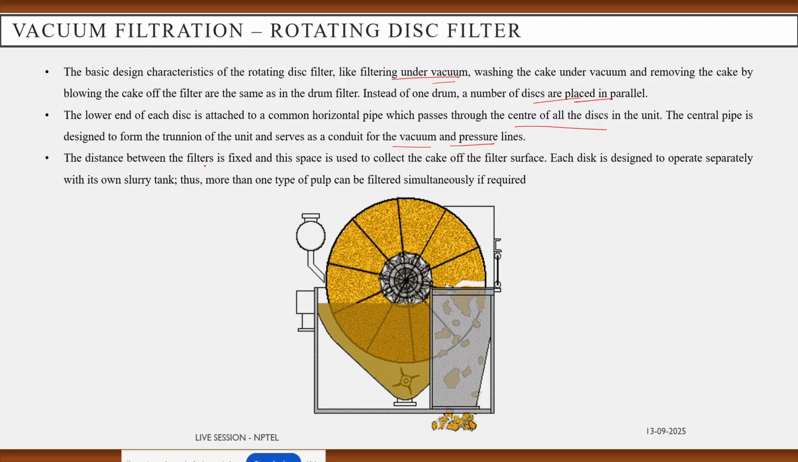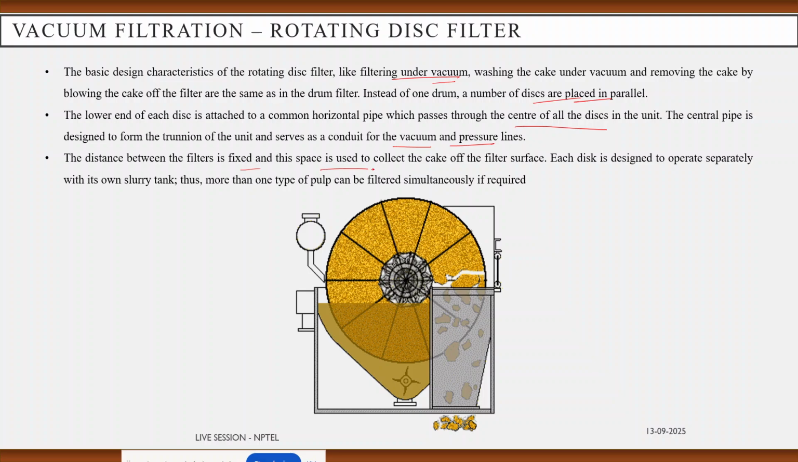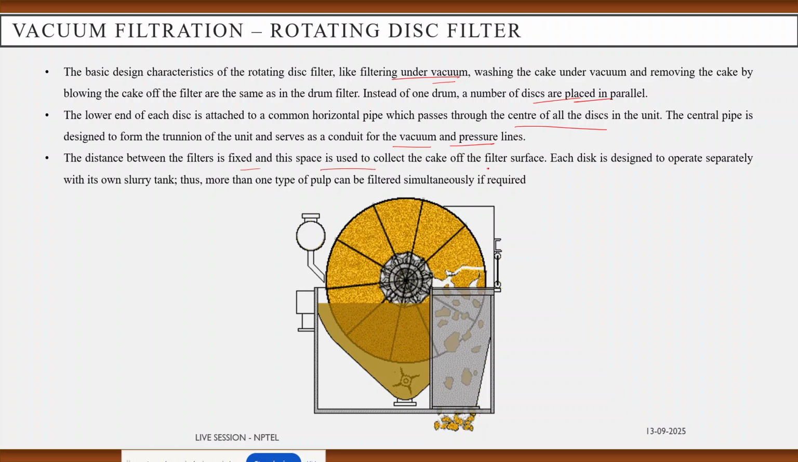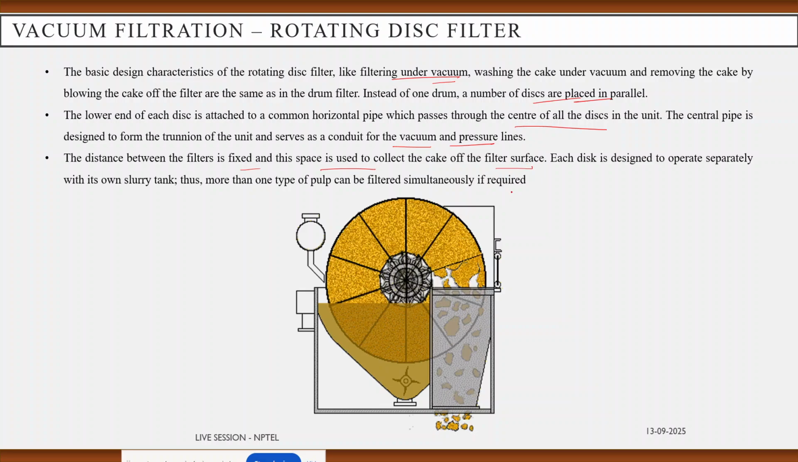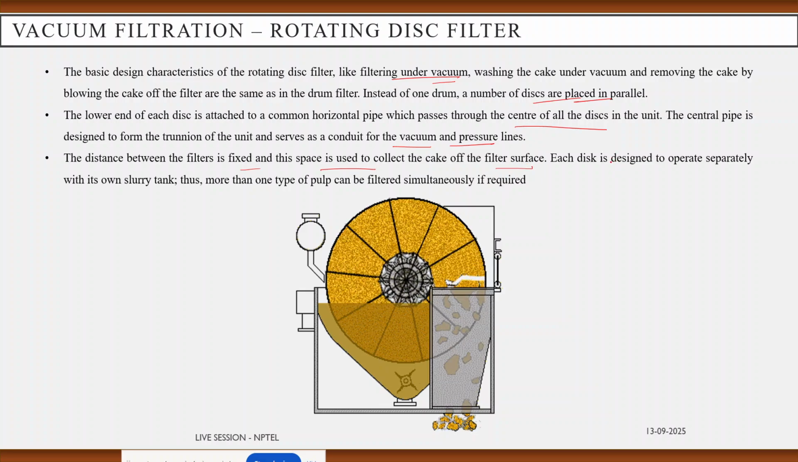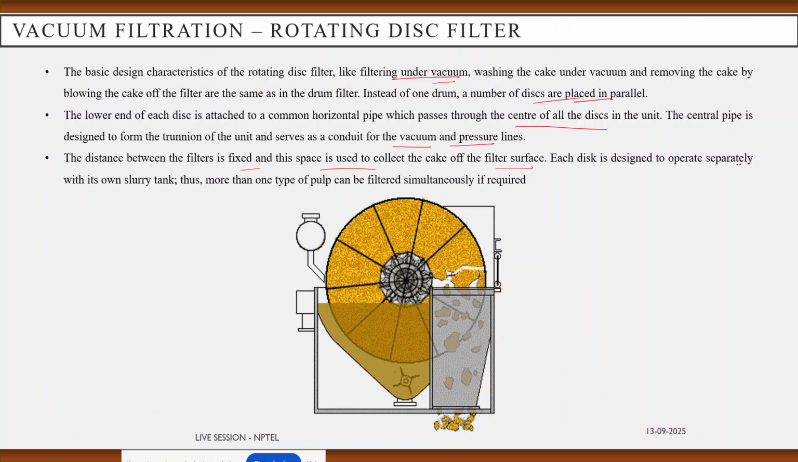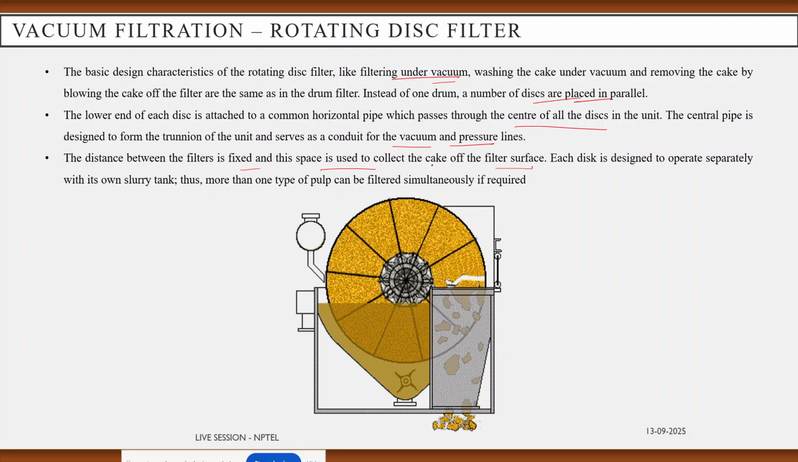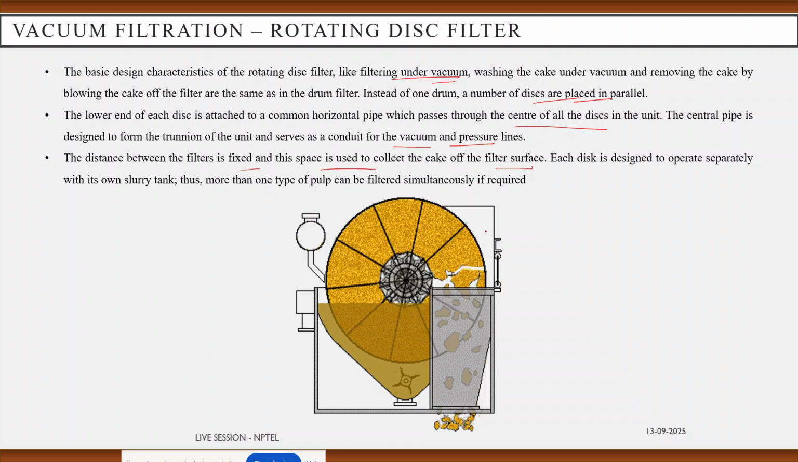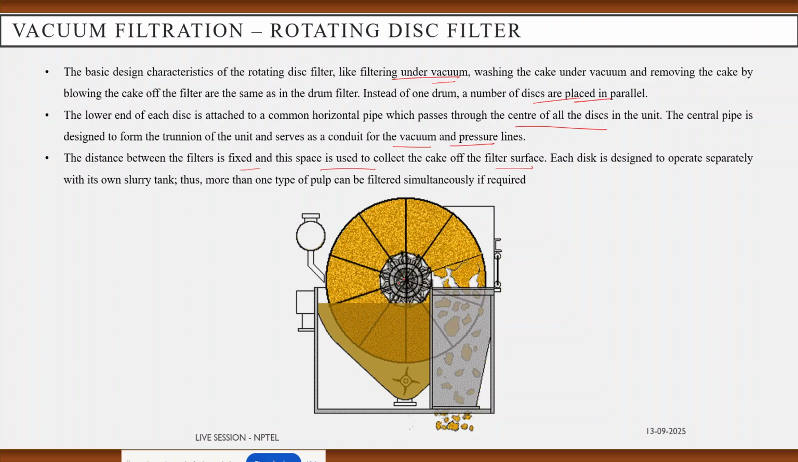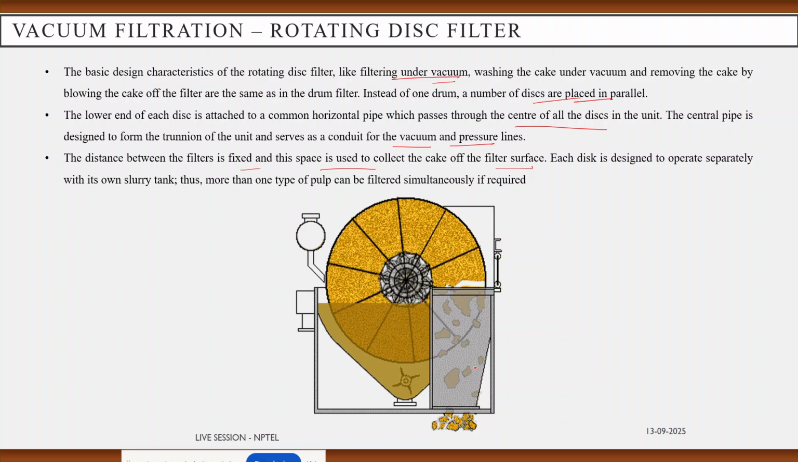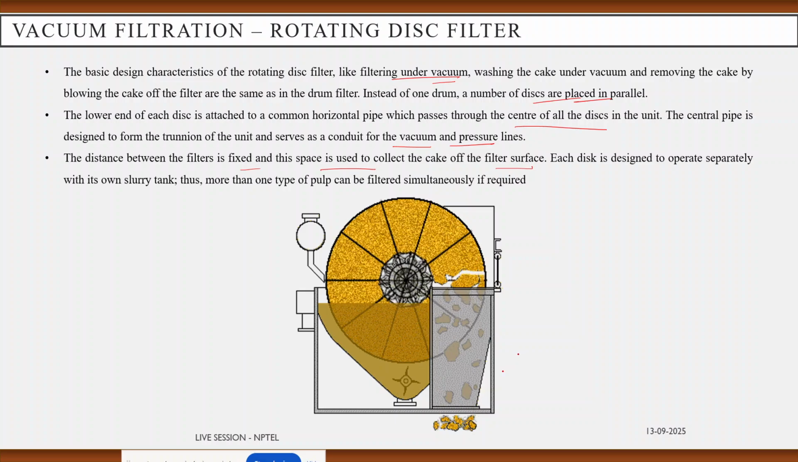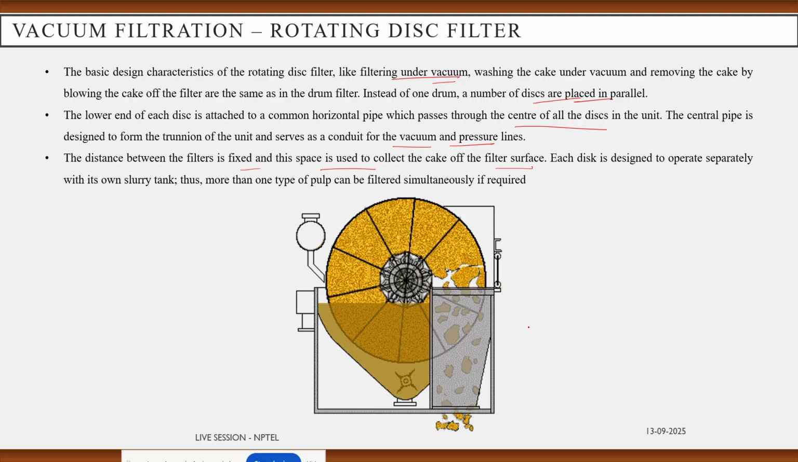The distance between the filters is fixed, and scrapers are placed to collect the cake off the filter surface. Each disc is designed to operate separately with its own slurry tank, and more than one type of pulp can be filtered simultaneously. In this picture you can see the scraping of the cake happening, and you can have a good visualization in the video.